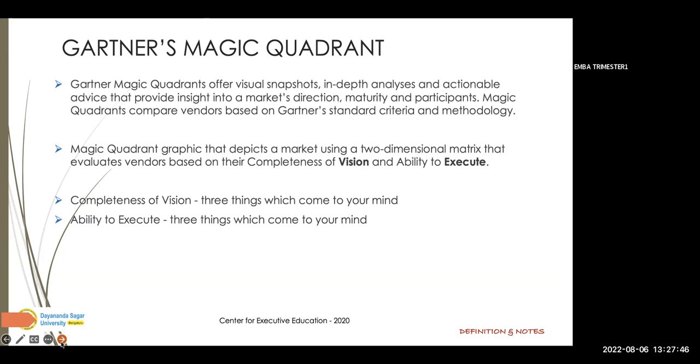Now, one such tool is known as Gartner's Magic Quadrant. Now, what is a Magic Quadrant? A Magic Quadrant has 6. Is it 6? A quadrant will have 8.